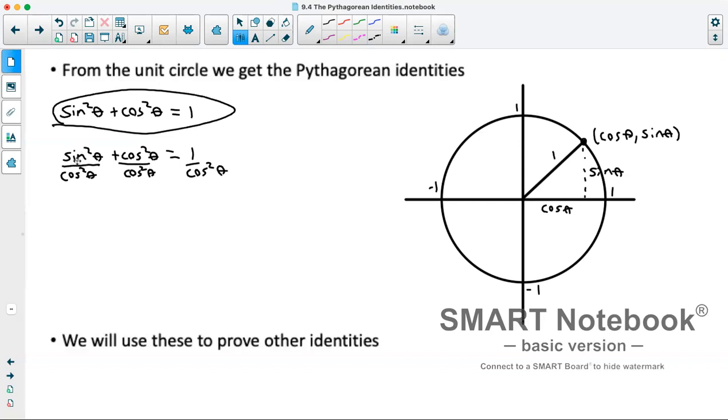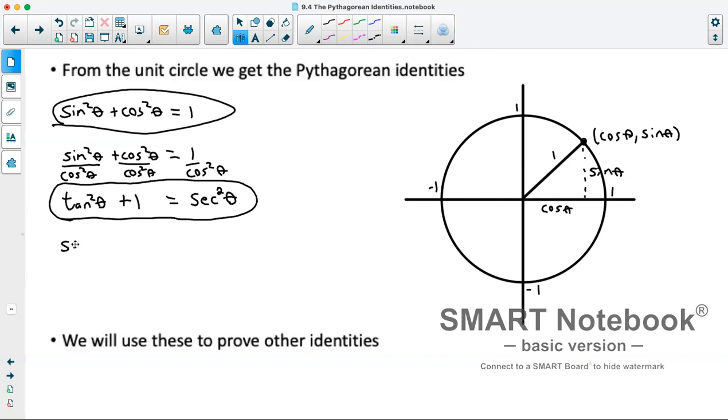So that gives us sine over cos is tan, so tan squared theta plus 1 equals 1 over cos squared, which is secant, so we've got secant squared theta. So this is another Pythagorean identity.